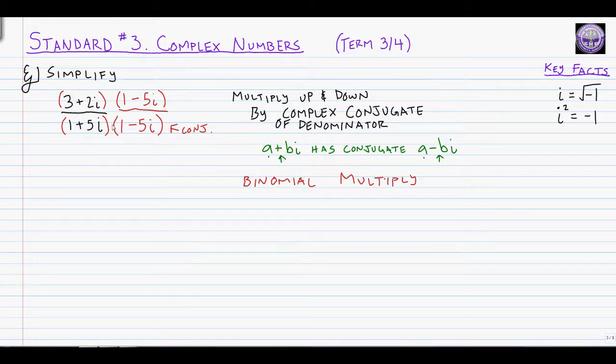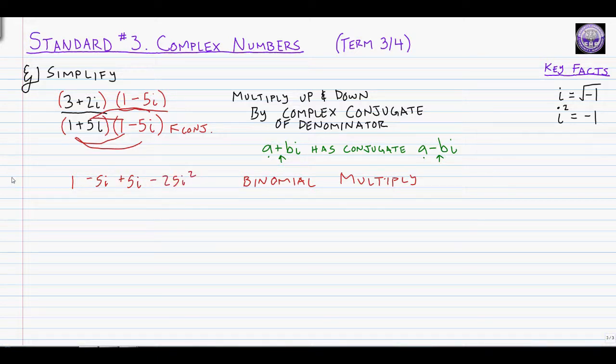So down here, if I multiply it out, there's a shortcut, but for now, let's pretend you don't remember the shortcut. 1 times 1 is 1. So that's that one. 1 times negative 5i is negative 5i. Then plus 5i times 1 is plus 5i. And then the last one is plus 5i times negative 5i is negative 25i squared.